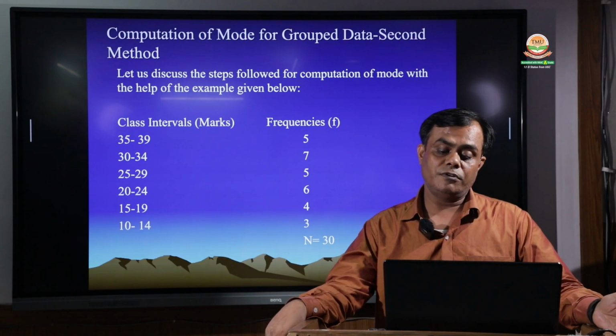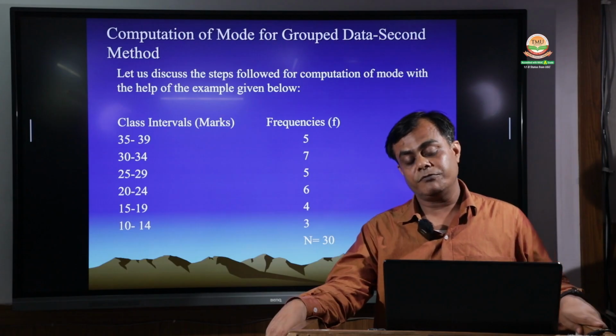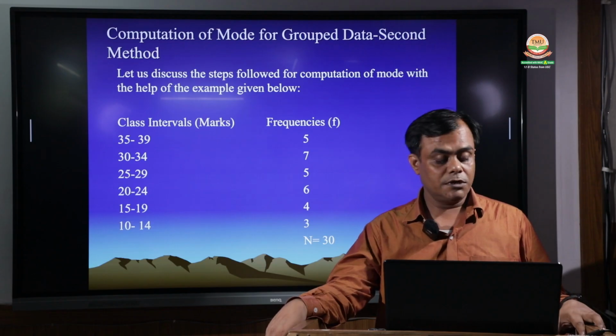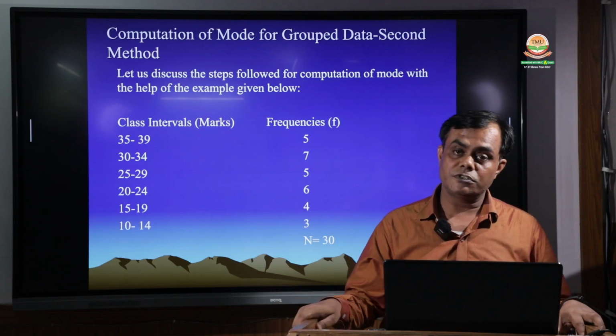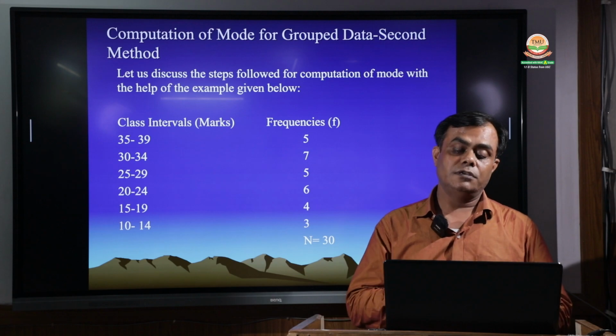Frequency is 5, 7, 5, 6, 4, 3. These are the frequencies of the different class intervals, and the total number of frequencies is 30. That means the size of the data is 30.